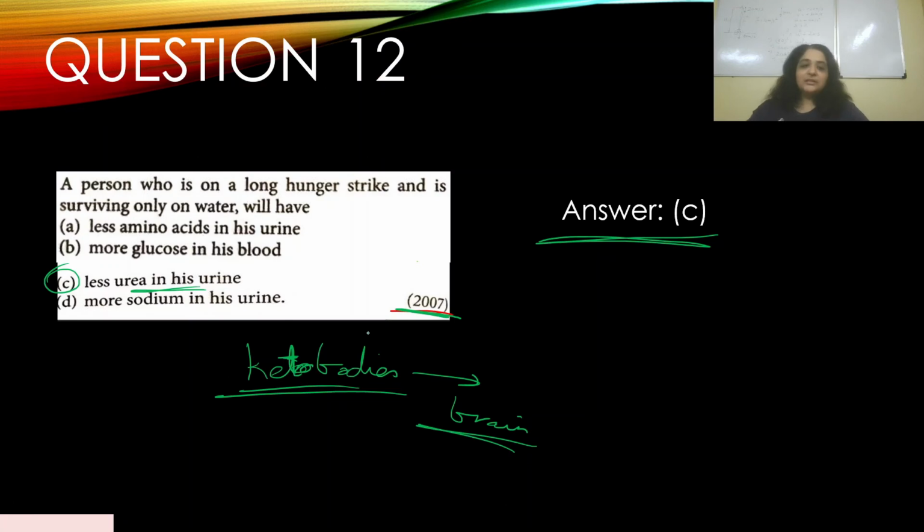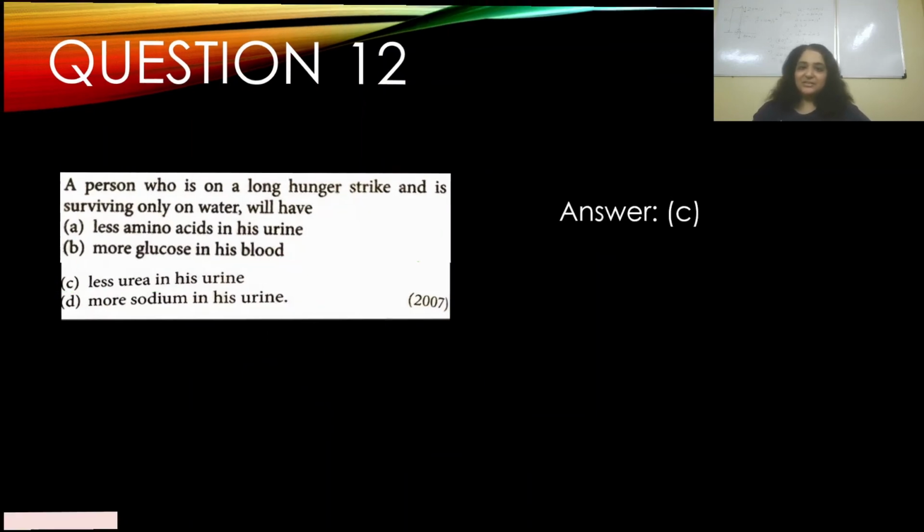So clearly there will be less urea in that person's urine, because amino acids have now already been utilized in the urea cycle. Deamination of amino acids happens, because of that ammonia is formed, and with the urea cycle urea is formed, so there will be less urea in his urine. To answer your question, yeah.